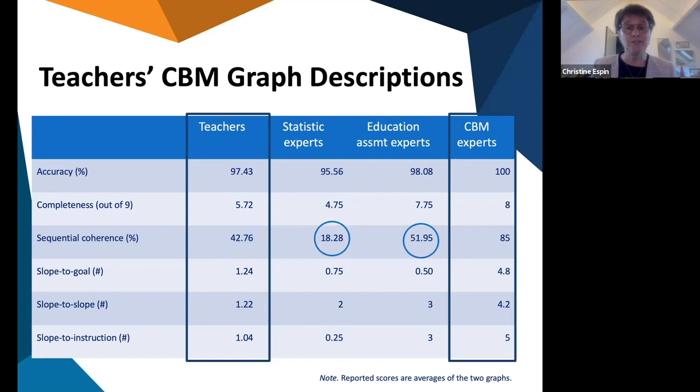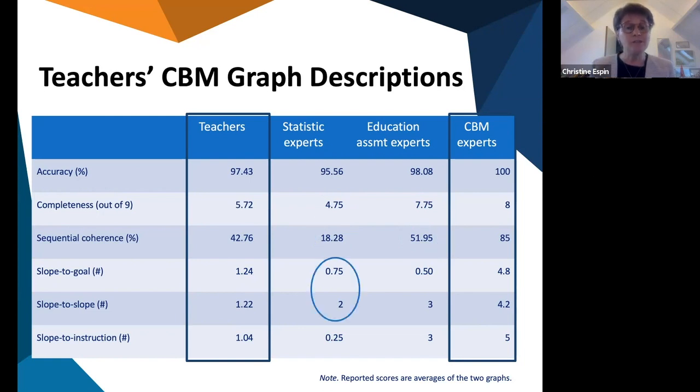Compared to the teachers, the statistics experts talked about the graph in a much less logical or sequential manner. And the teachers were not that much worse than the education experts. So teachers had a sequential coherence score of 43%, compared to 52% for the education experts. But for the statistics experts, it was only 18%.